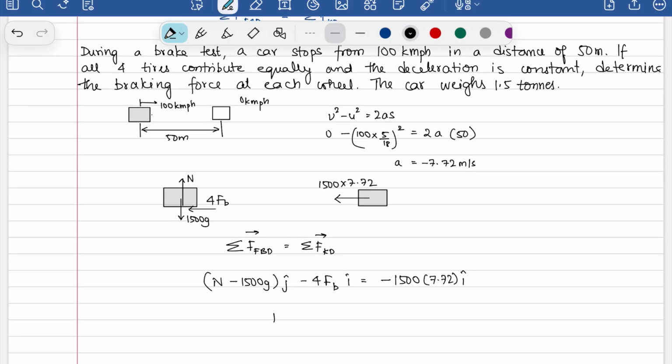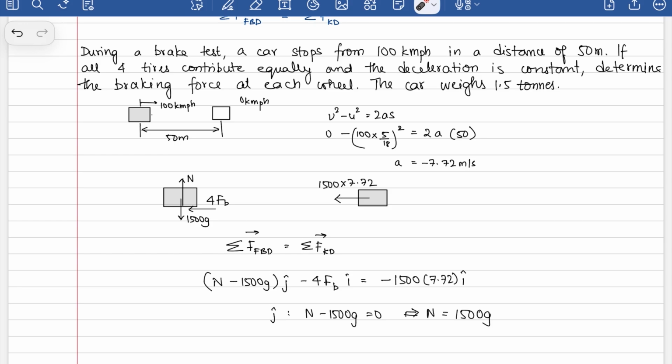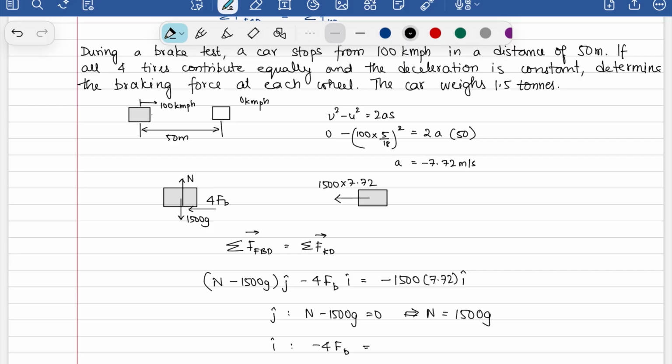And along the j hat direction, you get N minus 1,500 g is equal to 0, giving me the normal force is equal to 1,500 g. This is not asked, it's just an outcome of having this vector equation. You will have components along j hat and i hat. In the i hat direction, you have minus 4 FB is equal to minus 1,500 times 7.72, giving you the force of braking in one wheel is equal to 2,890 newtons.